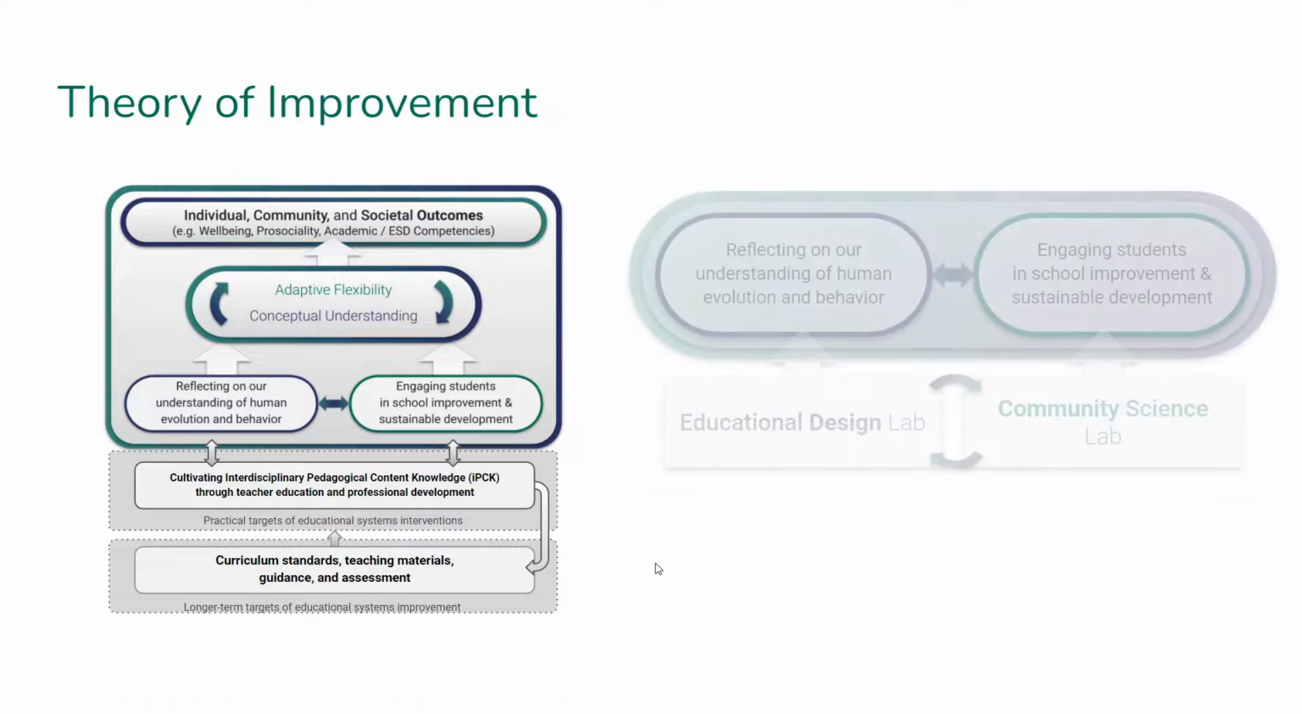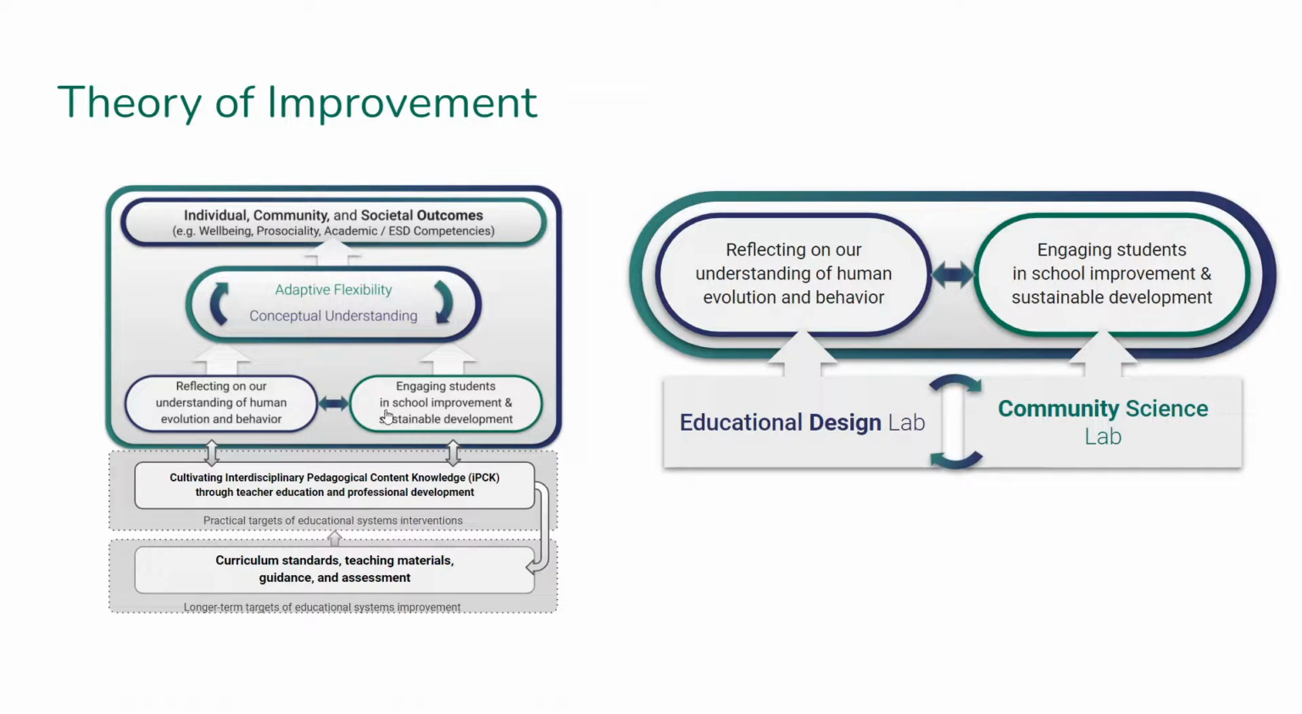To address these two things, we have our twin lab model. The educational design lab is largely about developing, through design-based research, educational materials and curricula that actually help in implementing this. And also our community science lab model, which is more about finding ways to help students become engaged and leaders in school improvement.